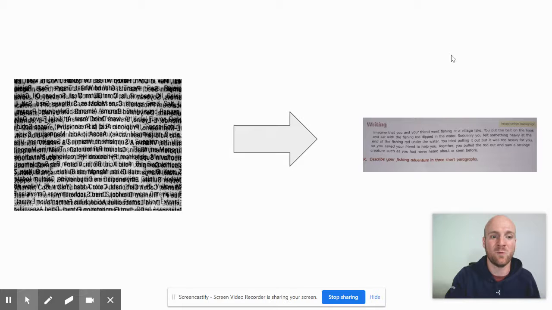So summary writing. Why do we do it? Because we want to go from something that looks like this, a whole bunch of text, into something short and sweet. We want to tell people the essential information that's in a reading.